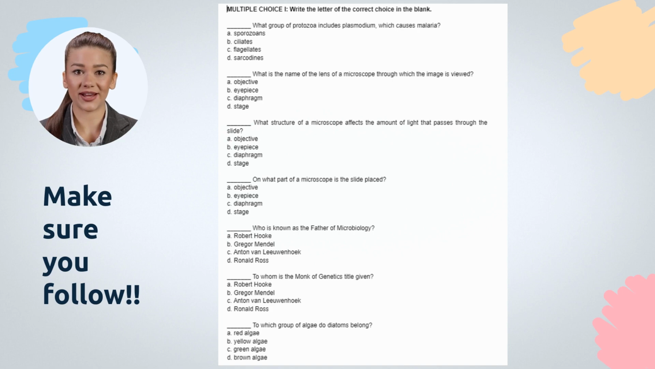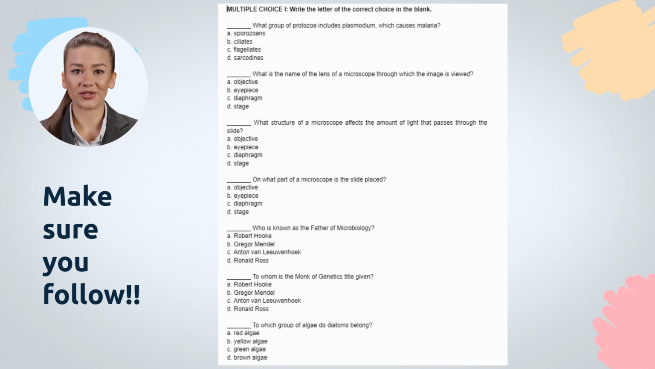What is the name of the lens of a microscope through which the image is viewed? A. Objective. B. Eyepiece. C. Diaphragm. D. Stage.